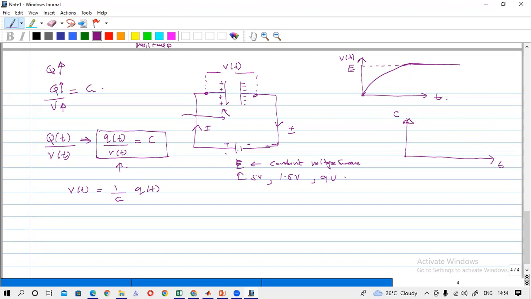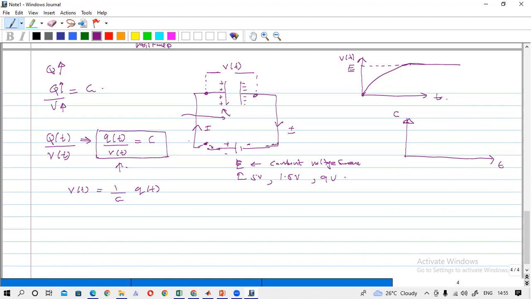You can see that when we switch, let's say there is a switch here, and if we switch this switch, let's say there are no coulombs here. So it is charging fast. That means the current is high at that moment.